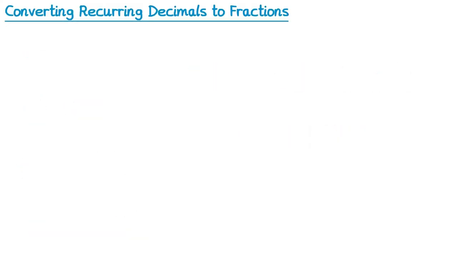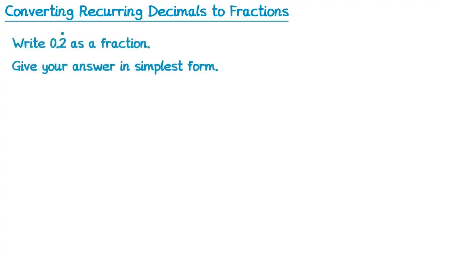Now we're ready to try a question. We're asked to write 0.2 recurring as a fraction and give our answer in simplest form. To start a question like this, write x equals 0.2 recurring, the number from the question. I then write this decimal in its full form, so 0.2222222 and so on. Notice I've put quite large spaces between each of the numbers. This will help me line up my numbers later on.